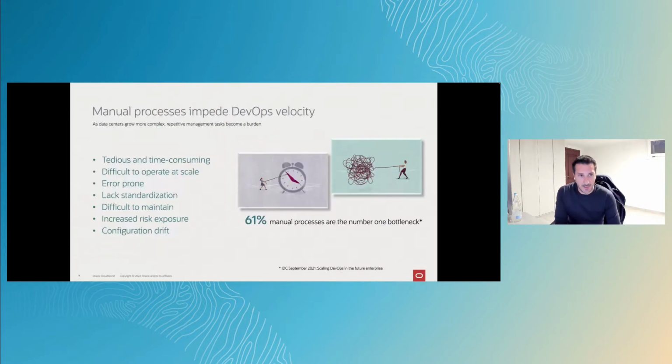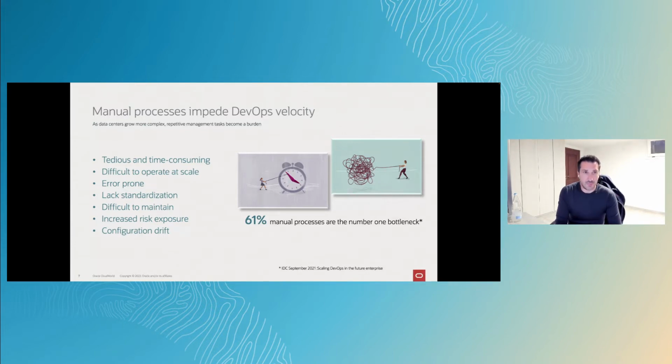As we said, manual processes impede DevOps velocity, right? So if you think of any kind of manual process, this approach is going to make any kind of growth more complex, right? If I'm today managing my infrastructure with manual processes and my infrastructure consists of 100 systems or 1,000 systems, and this number is going to grow, and this is expected, right?